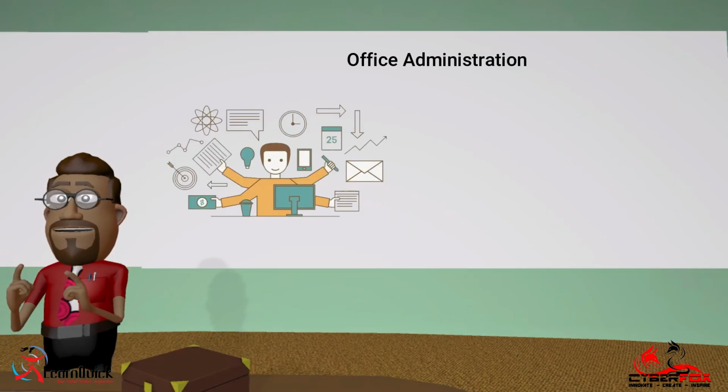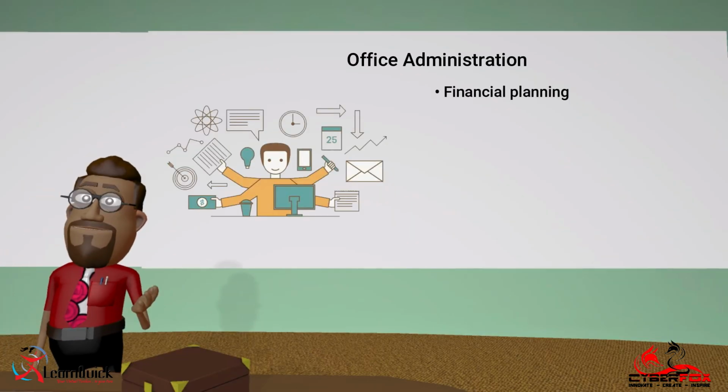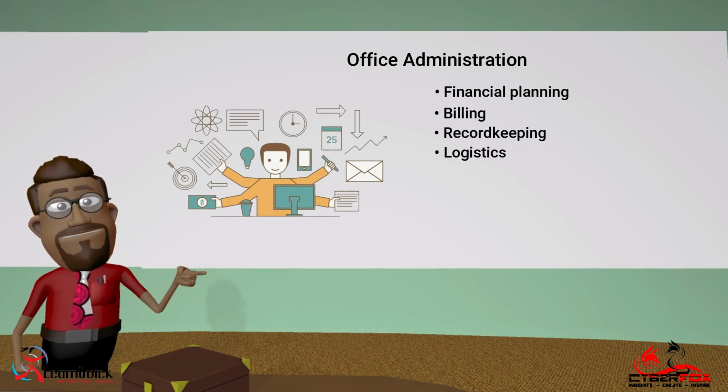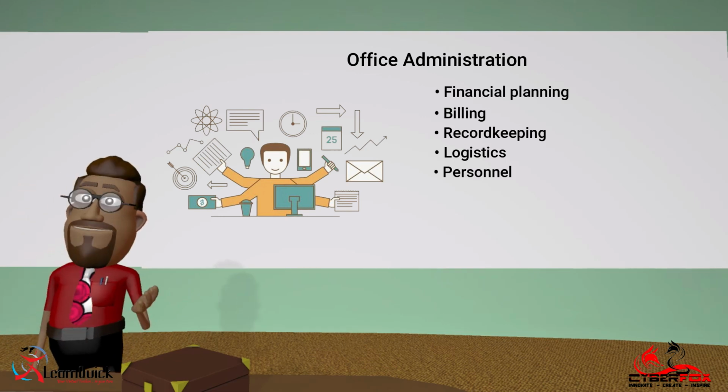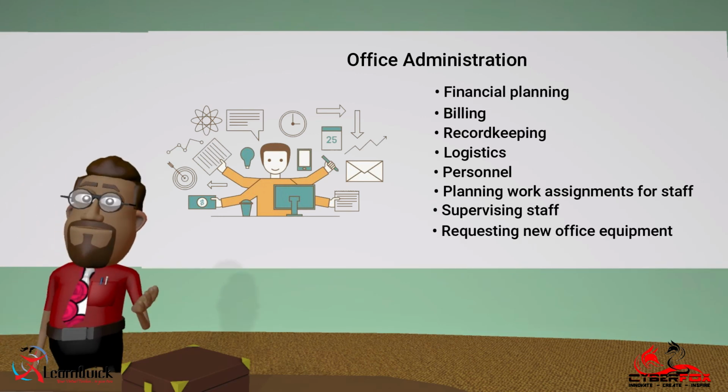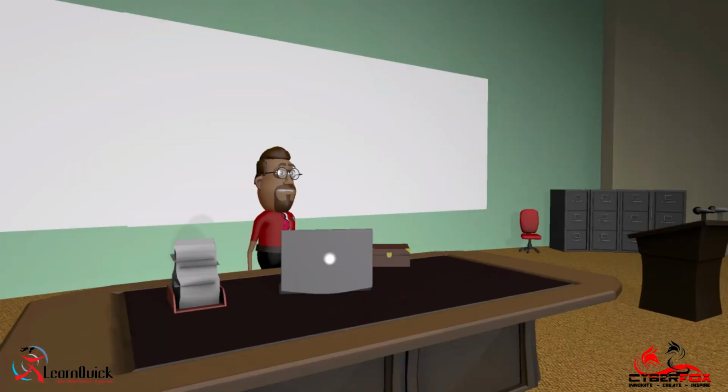The office administration includes financial planning, billing, record keeping, logistics, personnel, planning work assignments for staff, supervising staff, and requesting new office equipment and repairs on existing equipment. Administration is sometimes the core of a successful business. One of the mentioned tasks is payments too. Beyond that, we have to hone in on the process payments for a company.